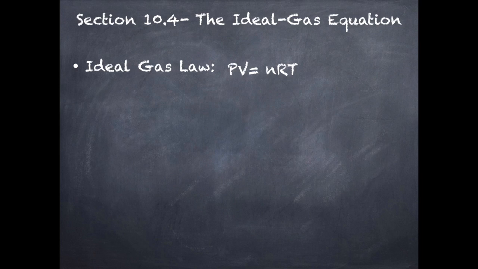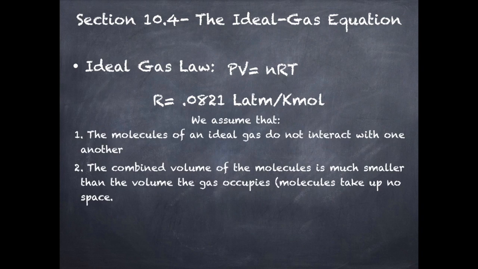Now R is your gas law constant, which will be given to you, and it's 0.0821 liter atmosphere per Kelvin mole. The reason why these units are important is that the liters tell you that your volume must be in liters, your pressure must be in atmospheres, your temperature must be in Kelvin, and moles must be moles.